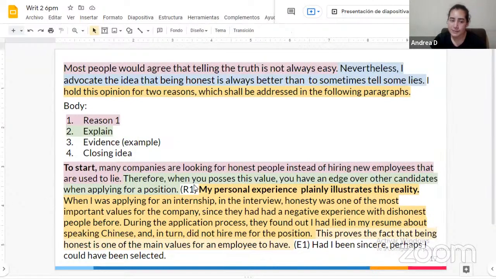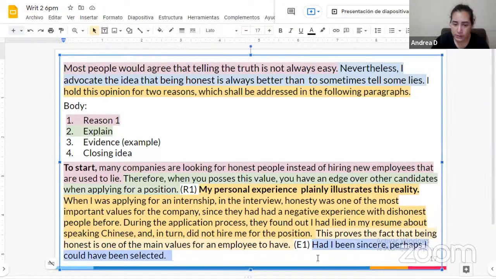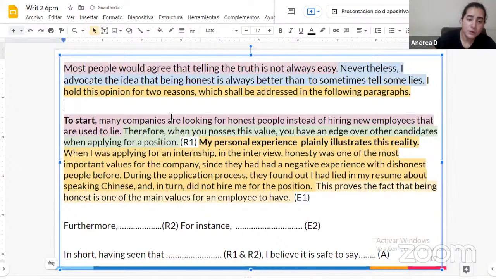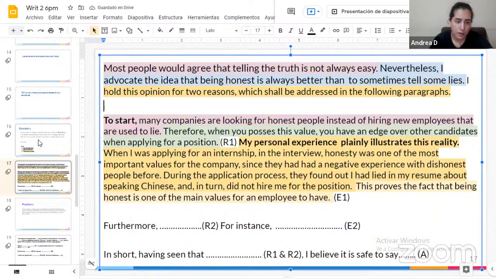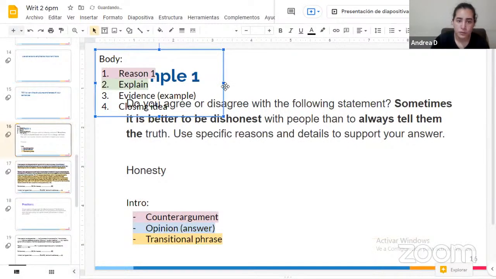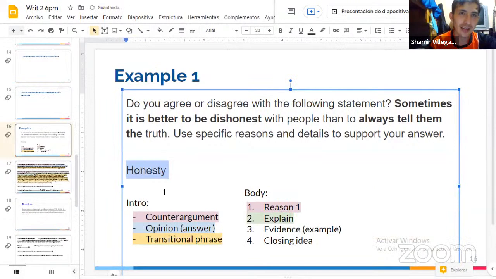Okay, and that is basically your body paragraph. Any questions about that, about the body? Is it okay, the elements that your body needs? Do you recommend a minimum of lines in a paragraph for this task?